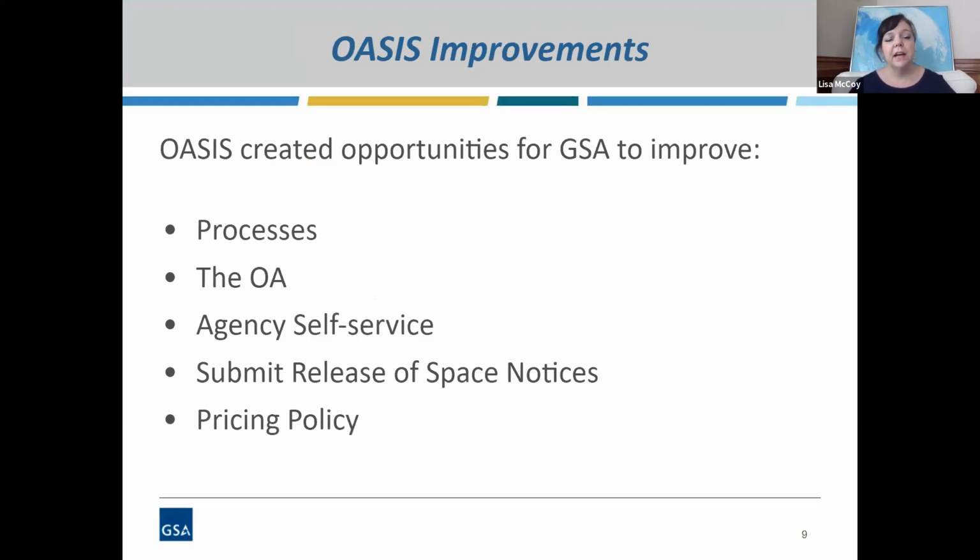So GSA looked at OASIS and thought, well, while we're doing this big change, let's take a step back and look at everything and see what we can improve. So we focused on our processes, the OA itself, providing more self-service to you, making release of space notices easier. And we looked at our pricing policy and said, are there any policies that we need to improve or streamline?